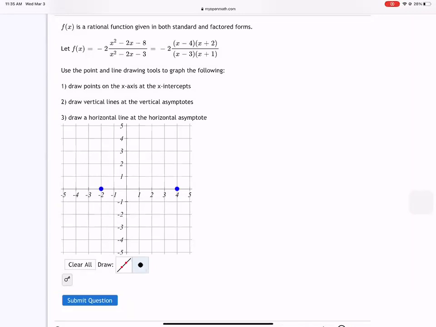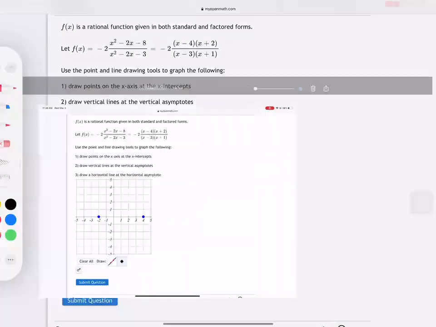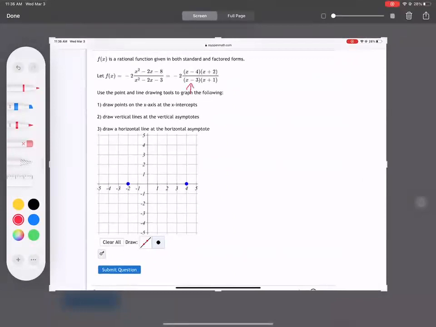Now, what's the next thing they want me to draw? Draw the vertical asymptotes. So we just reviewed, where are the vertical asymptotes going to be? Vertical asymptotes are when the denominator goes to 0. So what values would make the denominator go to 0? X minus 3 is equal to 0, and x plus 1 is equal to 0, plus 3, minus 1, x is 3 and x is negative 1.